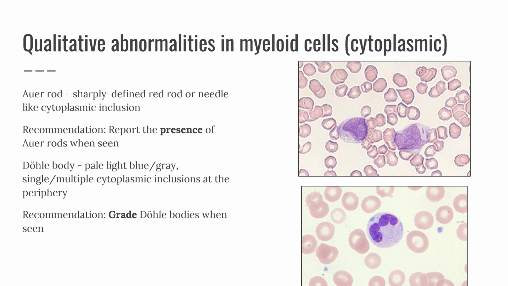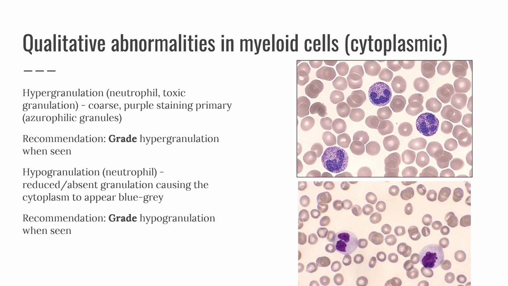Dohle bodies are pale light blue or gray single or multiple cytoplasmic inclusions seen at the periphery of the white blood cell. These are non-specific reactive changes but may also be seen in May-Hegglin anomaly if associated with thrombocytopenia and giant platelets. Dohle bodies should be graded when seen.